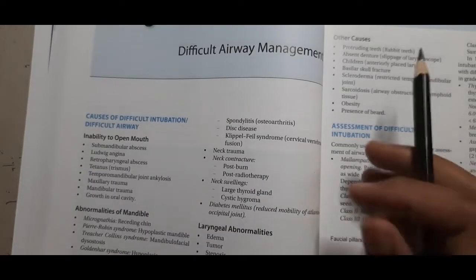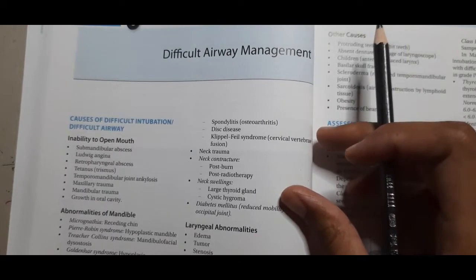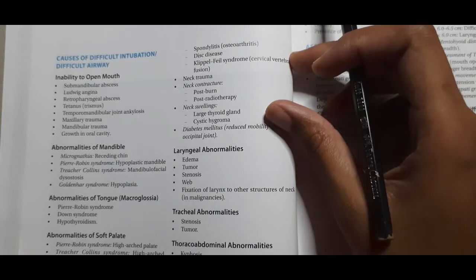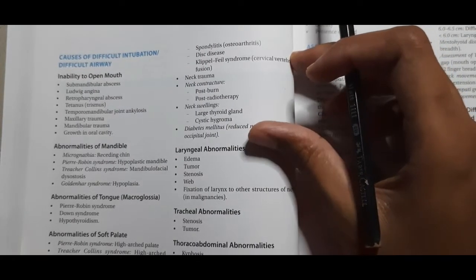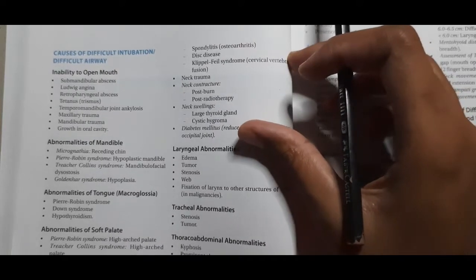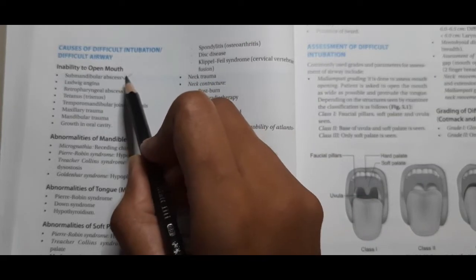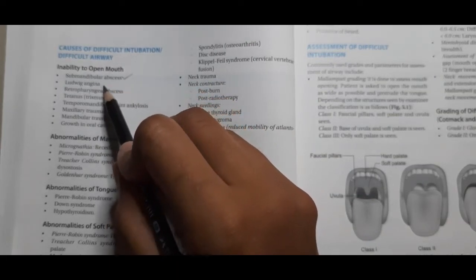Before we go into the difficult airway management devices, we'll first have to know what difficult airway management is. The causes of difficult intubation or difficult airway include inability to open the mouth. Some patients might have a defect in opening the mouth. It could be due to submandibular abscess, that is, below the mandible there is an abscess formation. Then Ludwig angina.